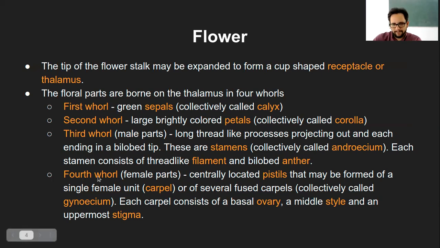Now the fourth one is the female reproductive structure, and in this case they are centrally located pistils. That is another name for the female reproductive structure, which is the individual unit, and it may be formed of a single female unit, also called a carpel, or of several fused carpels, which is collectively known as the gynoecium. So if they are individual, they are called pistils or carpels, and when they are fused carpels or fused pistils, they are called the gynoecium.